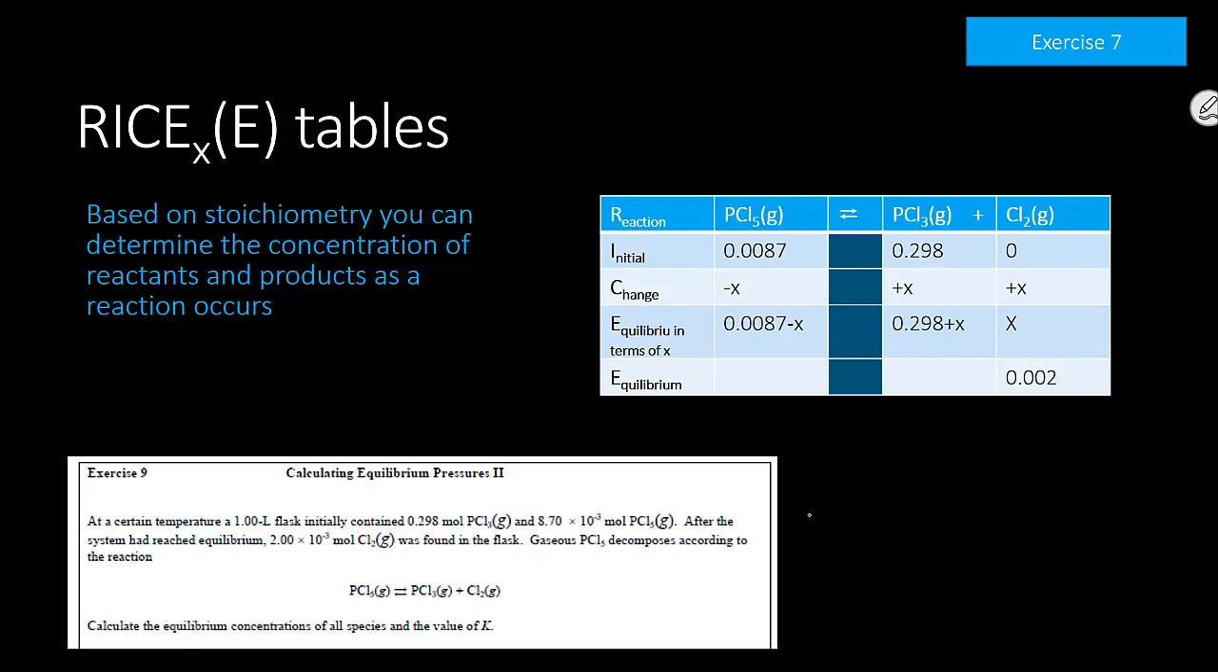So 0.298 plus 0.002 is 0.3, and 0.008 minus 0.002 is 0.0067.